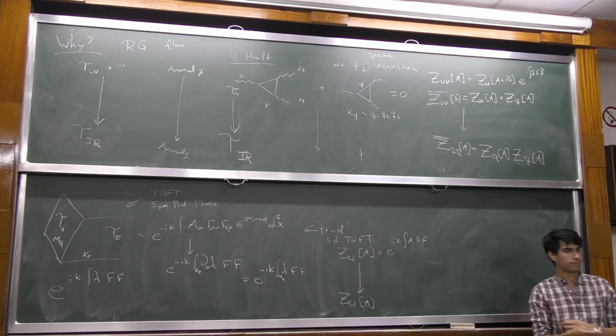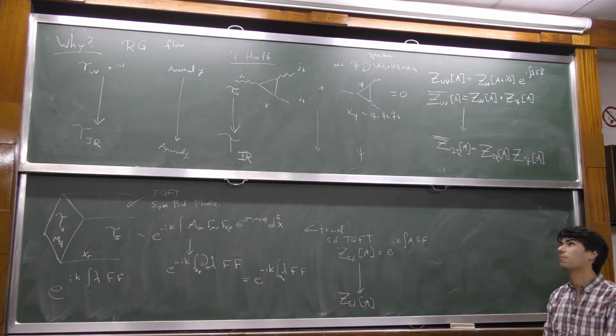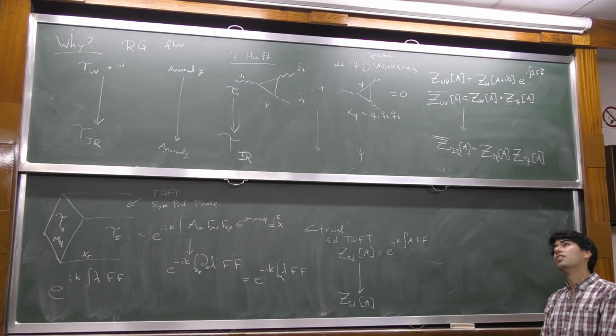Given some M4, can you always find an X5 with M4 being the boundary of that, or not? Is it necessary? That's a great question.